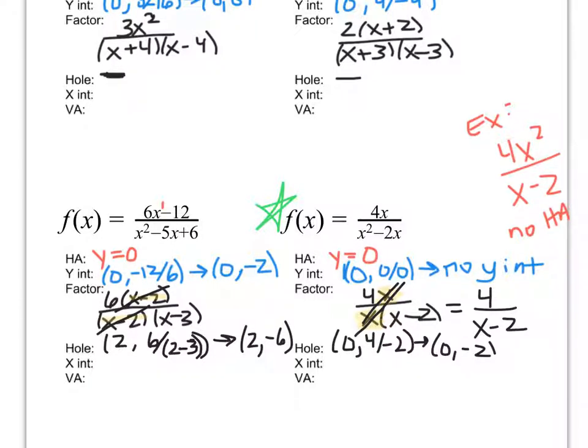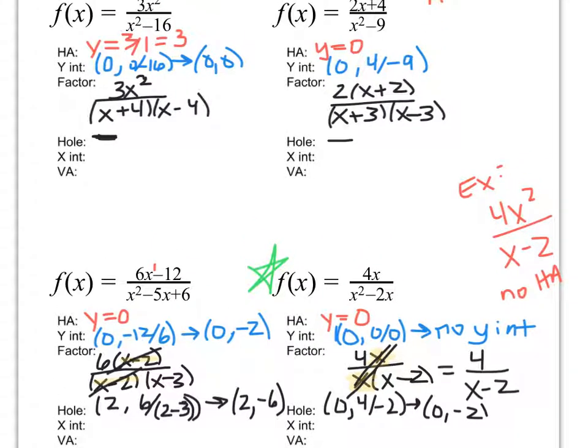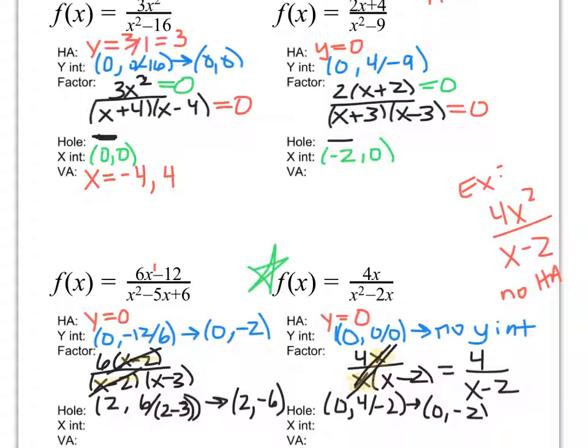All right. I'm going to do x-intercepts and vertical asymptotes together. So x-intercepts are when the top of my fraction is equal to 0. So what would make 3x squared equal to 0? Well, if x was 0. What would make the denominator equal to 0? If x was equal to negative 4 or x was equal to positive 4. Doing the same thing on the right, what would make the top equal to 0? Negative 2. And what would make the bottom equal to 0? X equals negative 3 and x equals positive 3.